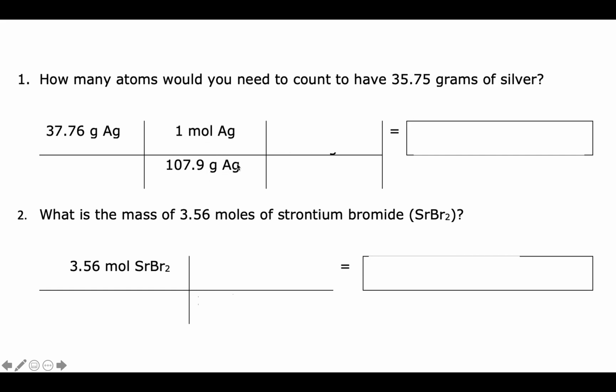So now we're able to go from the grams to the moles, and then a final conversion factor, we need to go from moles of silver to individual atoms. And then we're able to cancel out the units and see that the units we have left is really what we were trying to figure out, and that's atoms of silver.